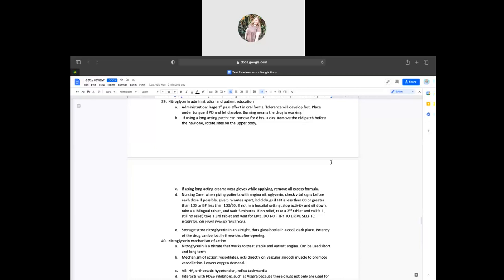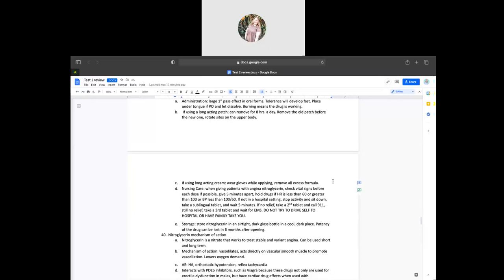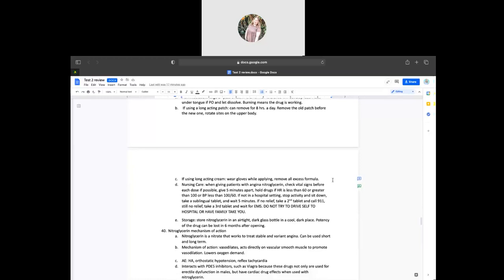Remember, with any patch, we must remove the old patch before placing a new one and rotate sites on the upper body. If we use a long-acting cream for nitroglycerin, we should always wear gloves when applying and remove all excess formula, because nitroglycerin cream can go through the skin and cause toxic effects to ourselves as well.